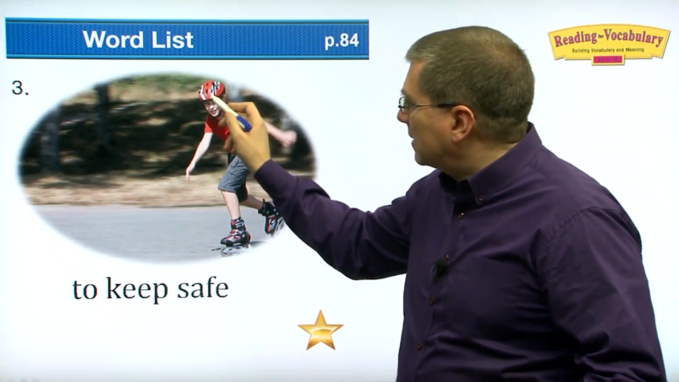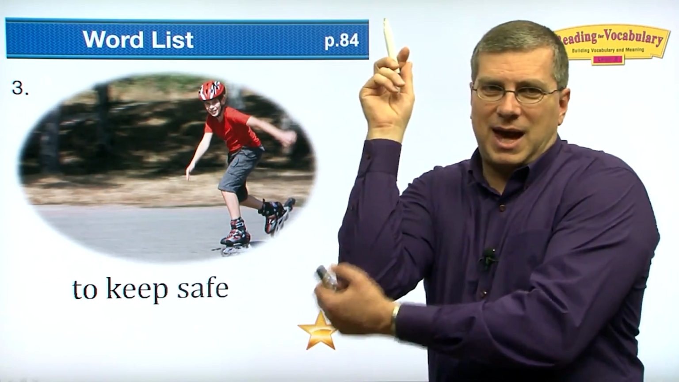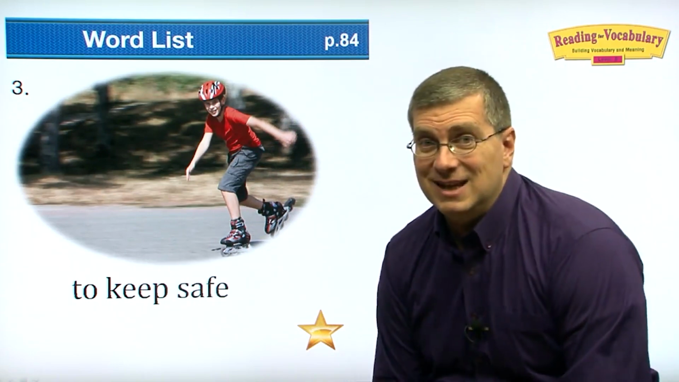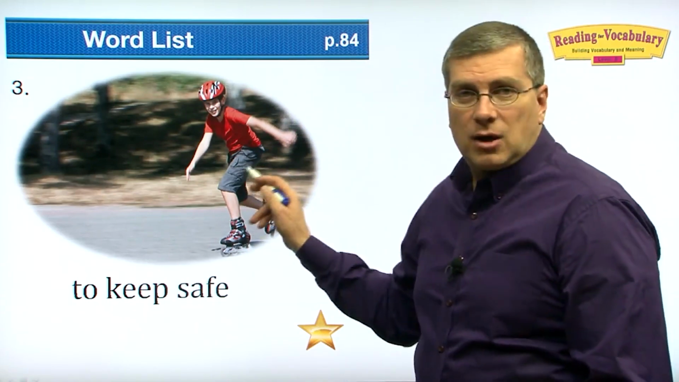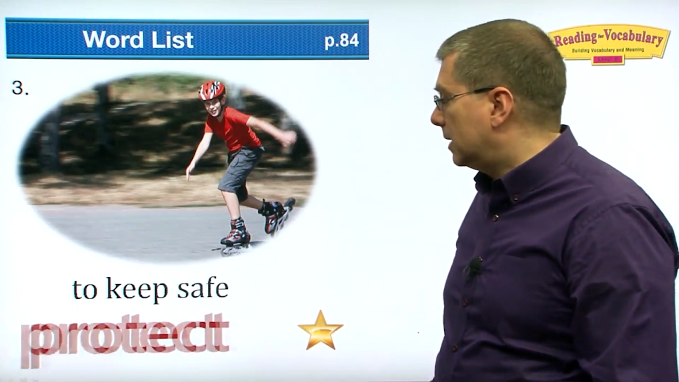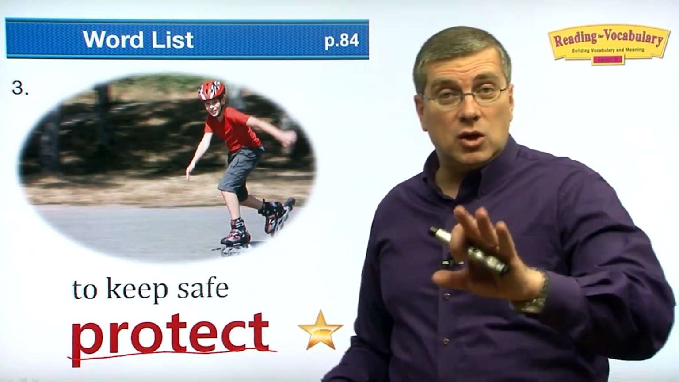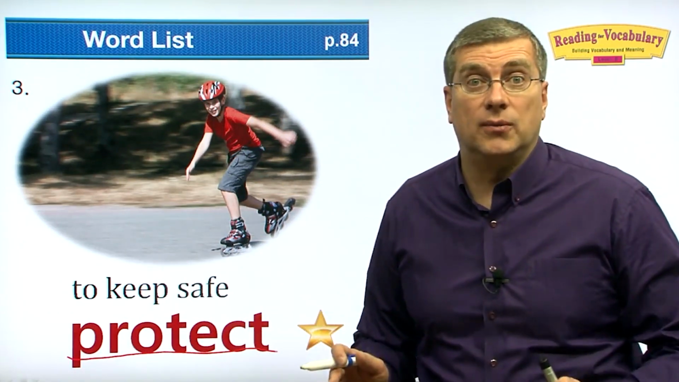This boy's having fun, but he is keeping safe. How? Because he has a helmet on. Of course, he should probably wear pads on his elbows and his knees, but be careful, wear a helmet, keep safe. What is he doing? He is protecting his body. So when you're playing, protect yourself.